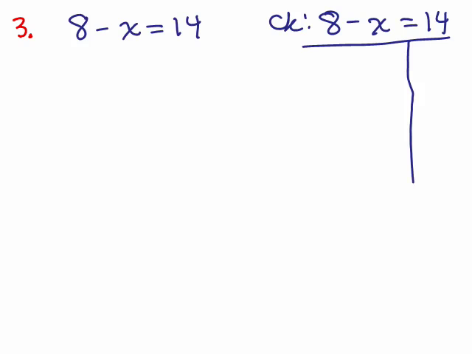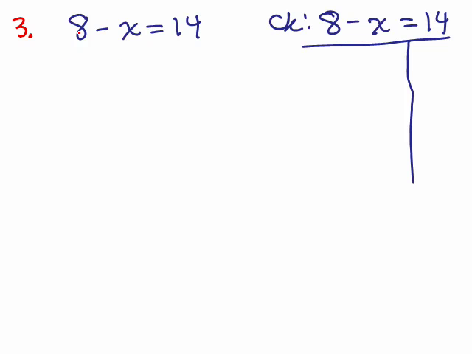All right, number 3, check it out. No fractions. Makes it a little bit easier. So we have 8 minus x equals 14. Notice we don't have just an x on the left-hand side. We have a minus sign in front of the x. You're going to have to keep that in mind. But first let's isolate it so we just have that minus x on that side.